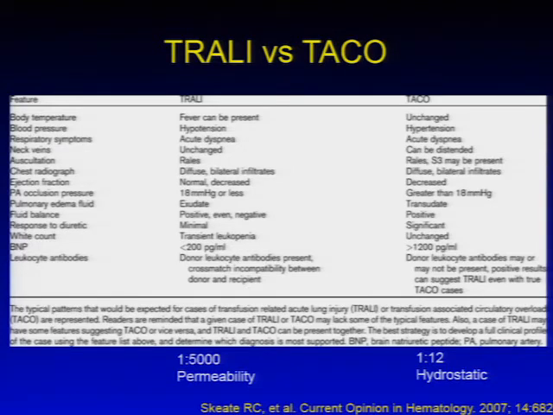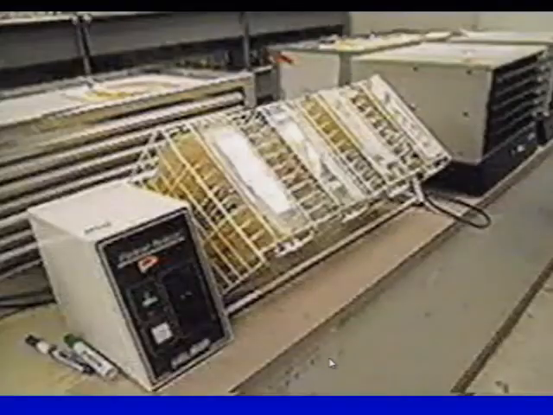I put this slide in for reference as well, the difference between TRALI and TACO. Keep in mind, fever can be present with TRALI. It's usually unchanged with TACO. You can look at the PA occlusion pressures, which are different. You can look at the BNP, which is going to help differentiate between TRALI versus TACO. And again, it's an exudative versus transudative process. Permeability versus hydrostatic reasons for this.